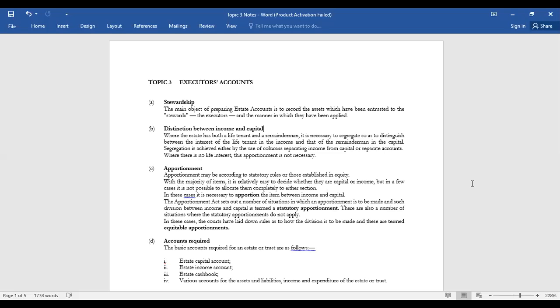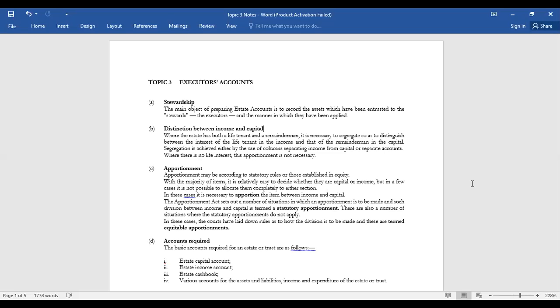It's easier. So when a life interest is a right of possession of the property, it can only last for the lifetime of its holder. From there, the remainder man takes over. So we adopt this through what we call apportionment, and there are two approaches to it. You either use what we call the statutory rules or the rules that were established in equity.